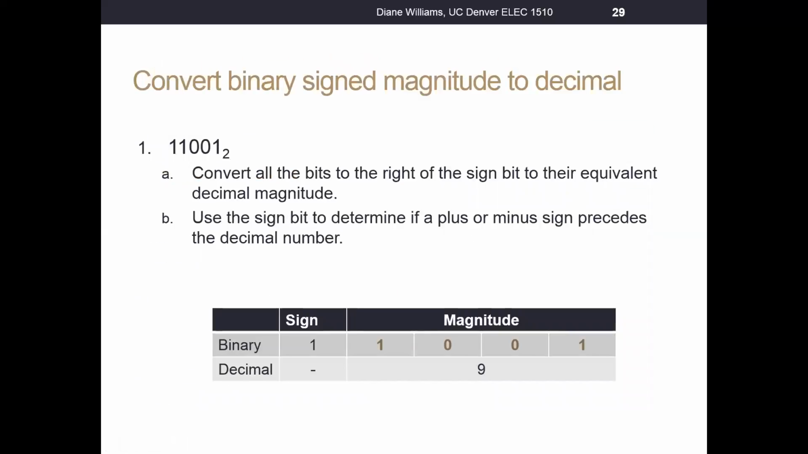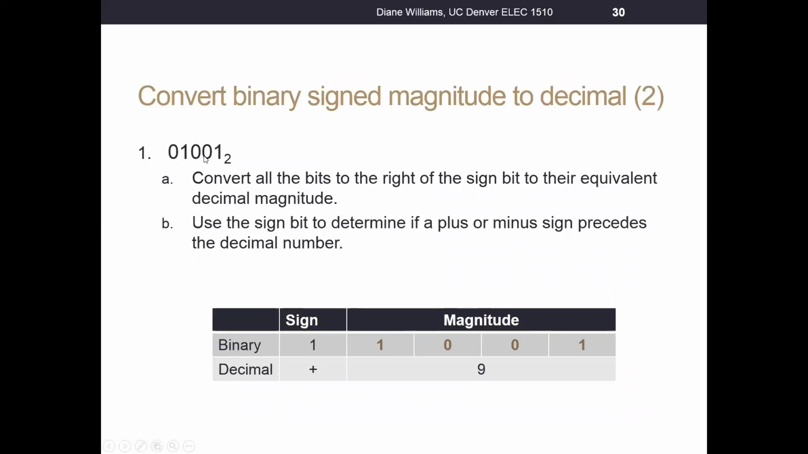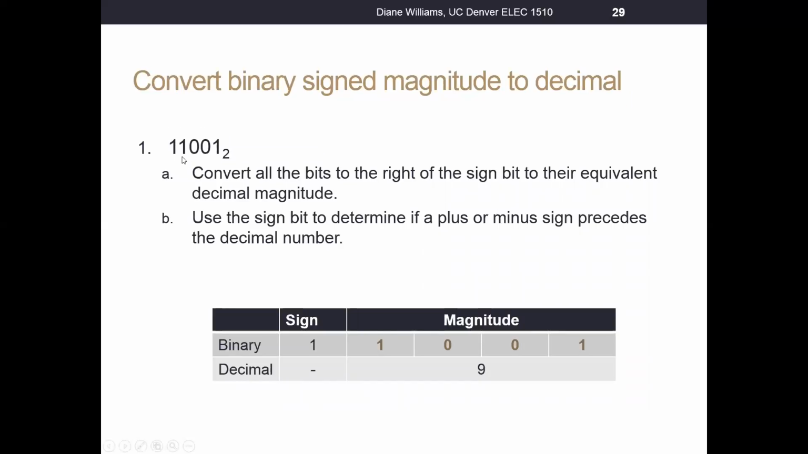But let's go ahead and look at another example before we talk about sign complement. Here's an example where we can convert a binary sign magnitude number to decimal. We're given this number right here, 11001, in base 2, and we're told that this is a sign magnitude number. We interpret this number by converting all the bits to the right of the sign bit. Remember, the leftmost bit is the sign bit. The 1 here is the sign bit. The 1001 is going to be our magnitude.